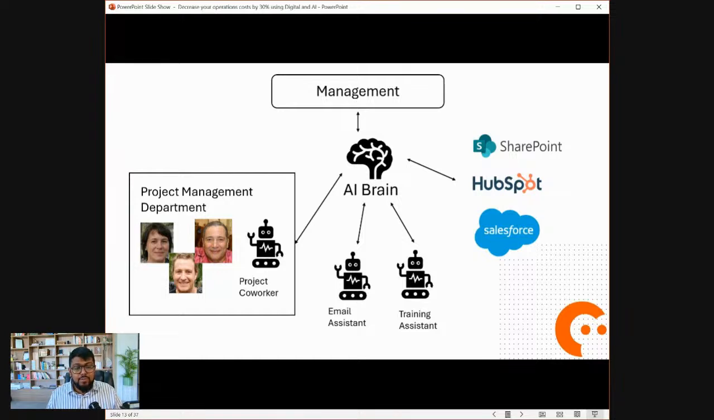And then you would have some generic robots or generic agents, like an email assistant, a training assistant, an HR assistant and so on. So that is how every organization would look. It would have a central brain, and then it would have these bots working in different departments, and that's how the departments are going to be connected.